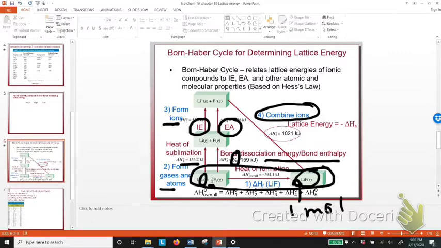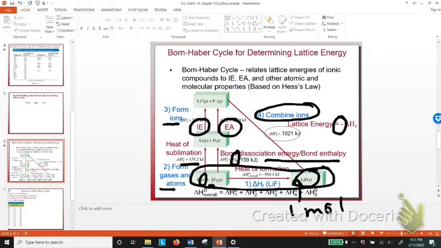Remember, this is the opposite of the definition of lattice energy. The definition of lattice energy was that we break the compound apart into its ions. So since it's the opposite of the definition, we have to take the negative sign of the delta H to calculate the lattice energy.